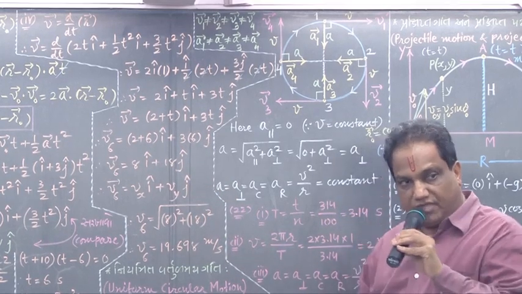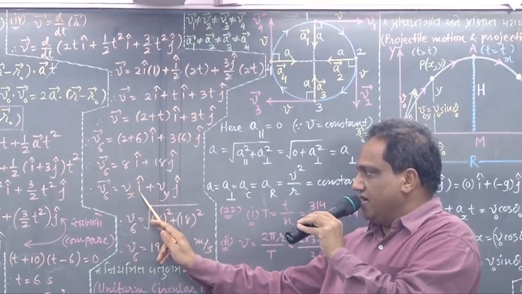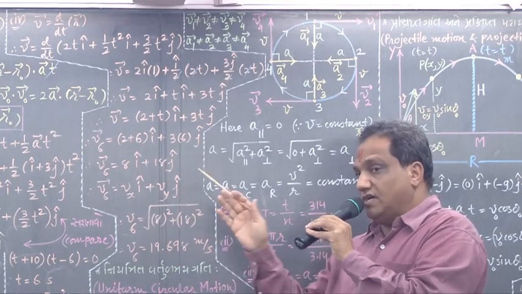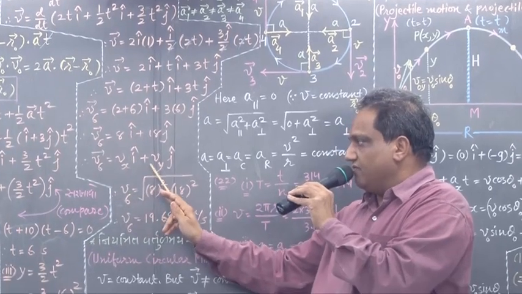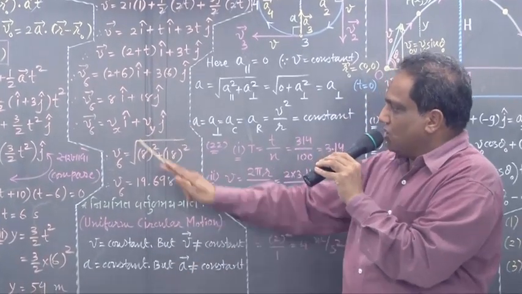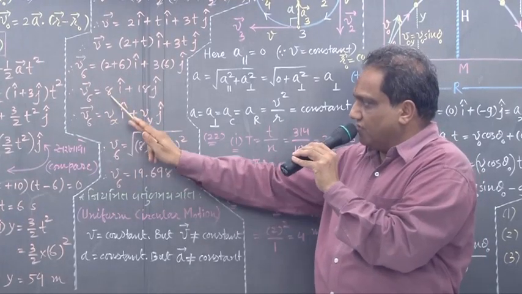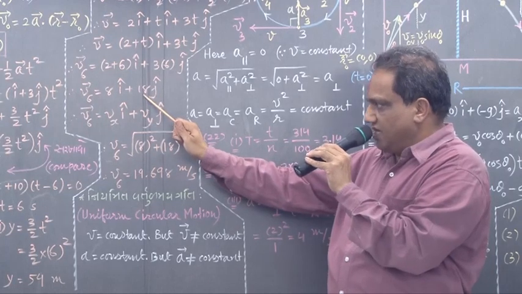Now compare with the two-dimensional representation of a vector, vx i hat plus vy j hat. Compare this with the velocity representation, vector v equals vx i hat plus vy j hat. Coefficient of i hat: here it is vx, here it is 8. So vx equals 8. Coefficient of j hat: vy equals 18.